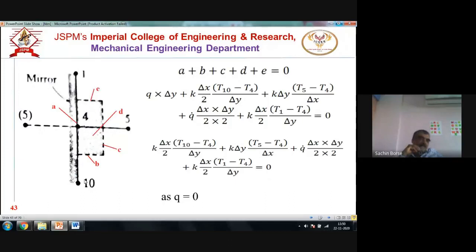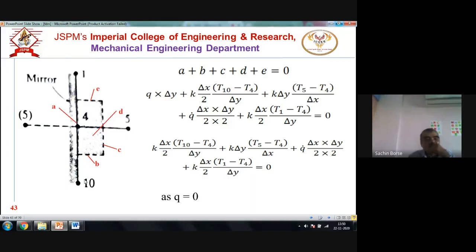Slide number 43. So if you see here, again I am taking the two quarter elements here. Now on the left hand side there is the insulation, and the other things are conduction. So there will be four heat components. One will be heat flux, three will be conduction, and one will be heat generation.